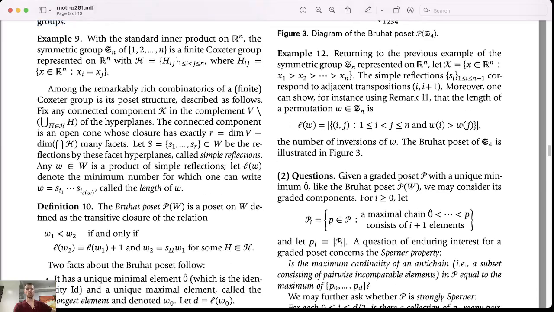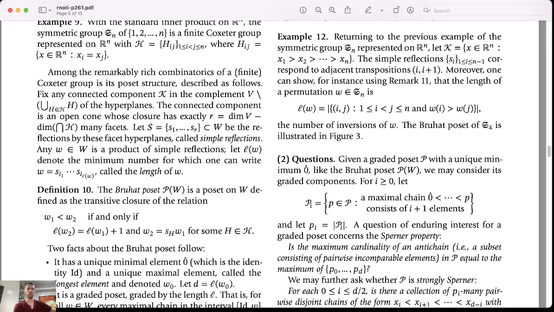Example: with the standard inner product on R^n, the symmetric group S_n, the symmetric group of 1 through n, is a finite Coxeter group represented on R^n with 𝓗 equal to the set of H_ij such that 1 ≤ i < j ≤ n, where H_ij equals the set of x in R^n such that x_i = x_j.